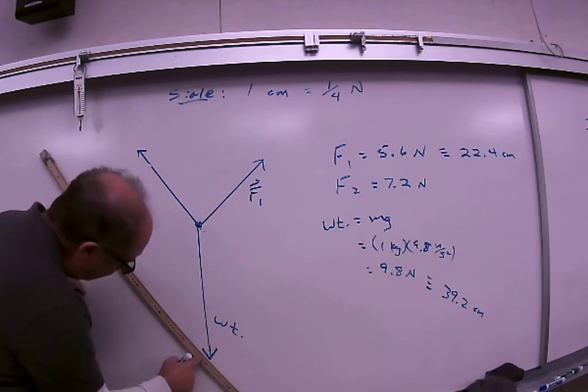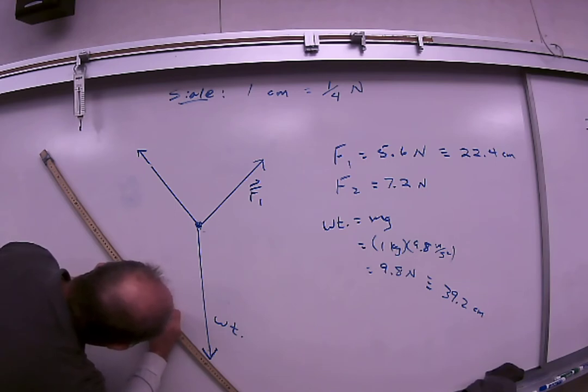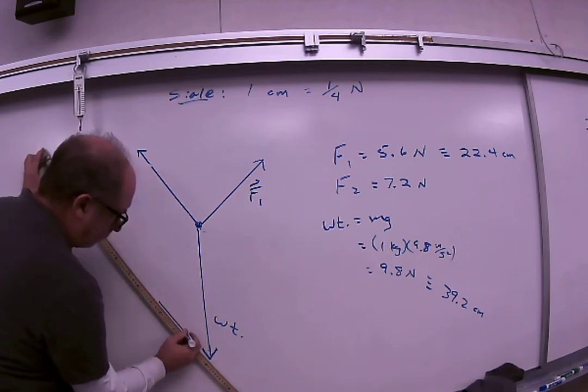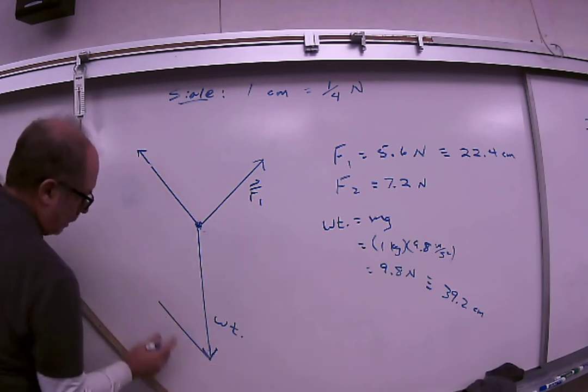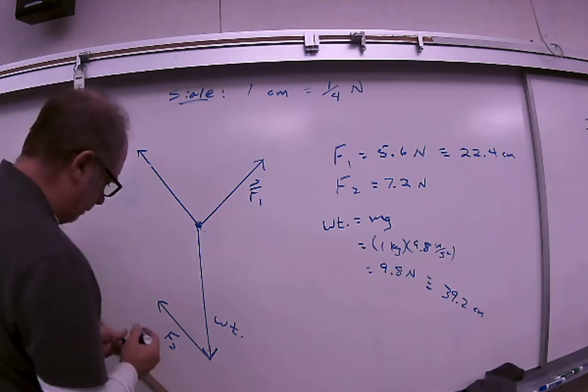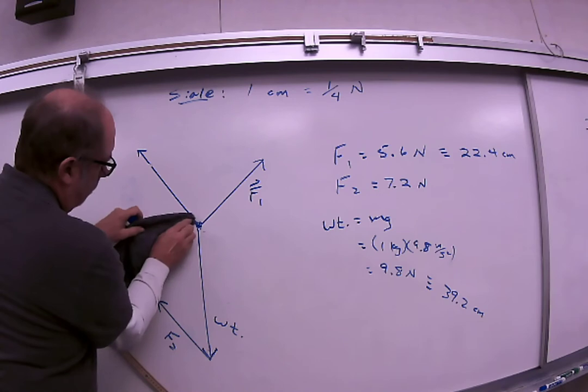So I started at the 80. So 10, 20, 2.4 is right around there. Nice arrowhead. And this is F2. Okay, don't need this anymore.